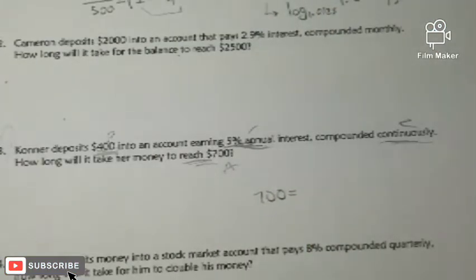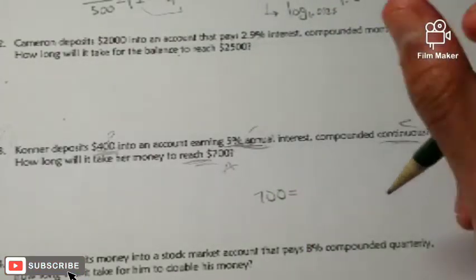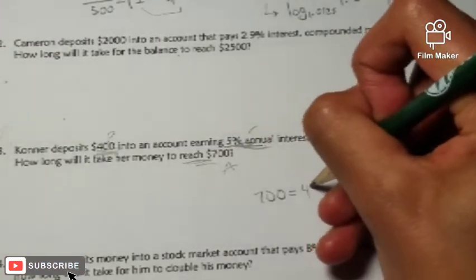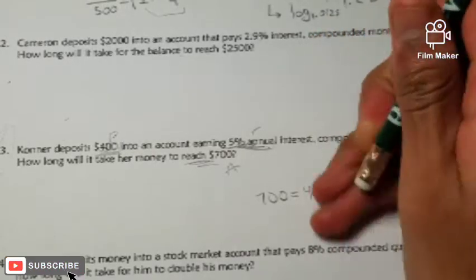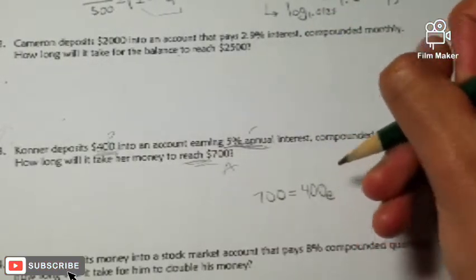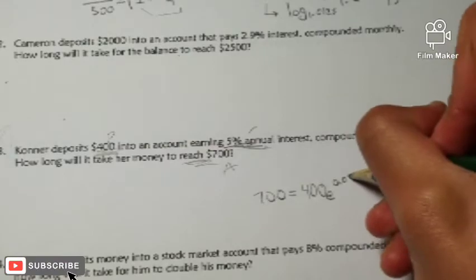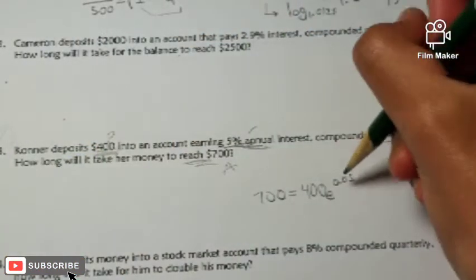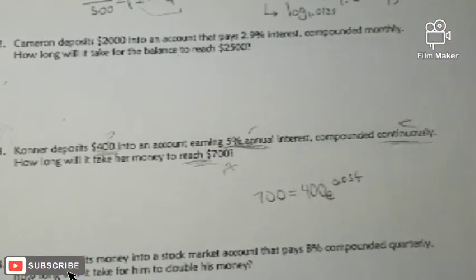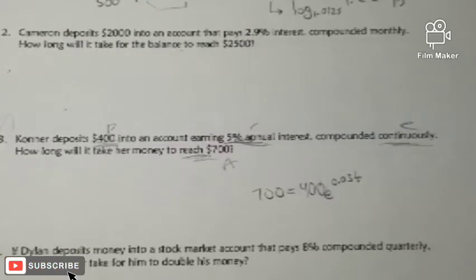700 equals principal amount 400 E. Then the exponent comes in, the rate needs to be in decimal form, 0.05. And we're doing how long. That's your time. Do the awkward t there. So that's what we got. 700, final amount, equals 400 E to the 0.05 t, E because it's compounding continuously, 0.05 your rate, and t your time.